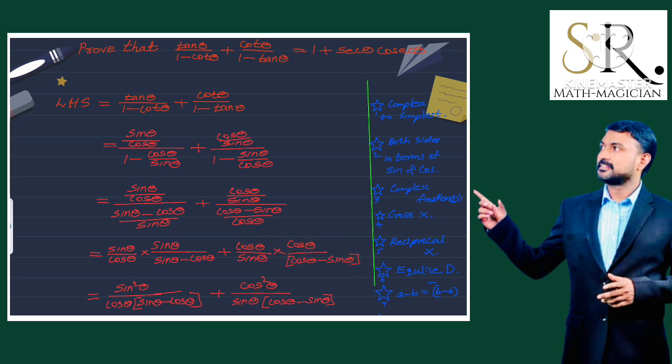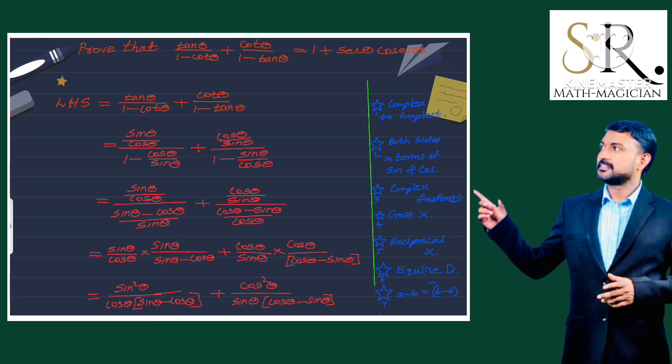Now what to do? Again, there is a problem. Observe the denominator, in this bracket you can see sine minus cos. What can you see? Sine minus cos. Same terms but in different order: cos theta minus sine theta. So what to do? We can change the order.